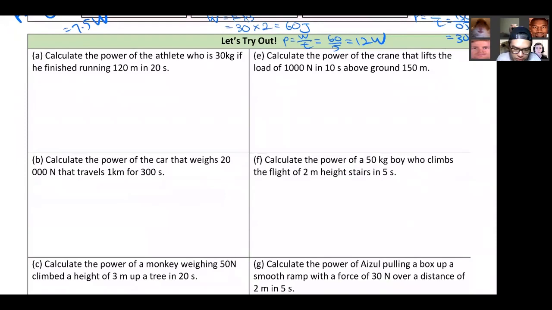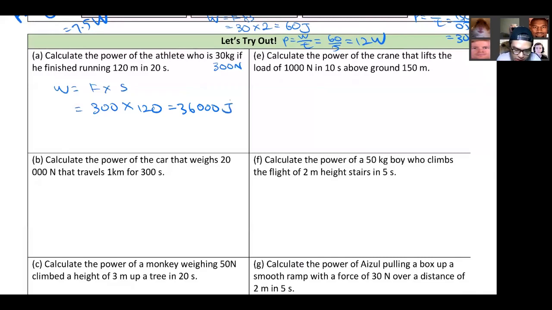Okay, so A, calculate the power of the athlete who is 30 kg if he finishes the run in 100 meter in 20 seconds. Okay, so let's convert this. This is 300 Newton. And then let's calculate the work done first. Force times displacement. Okay, daya darab sesaran. So 300 times 120. You should get 36000. I think that's the answer. Okay, so this is the joule.